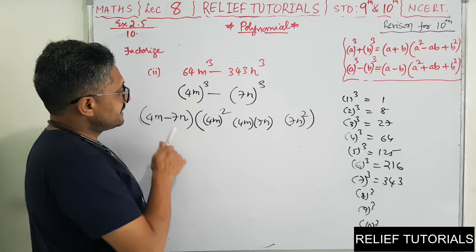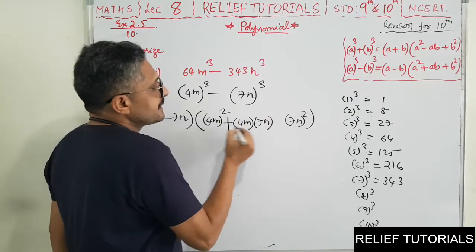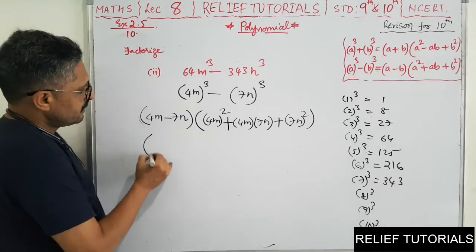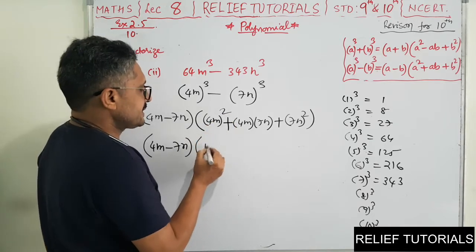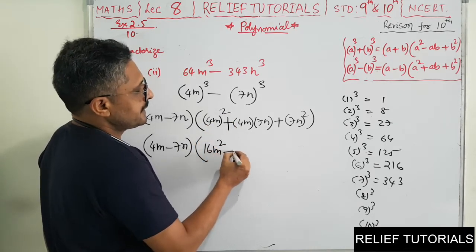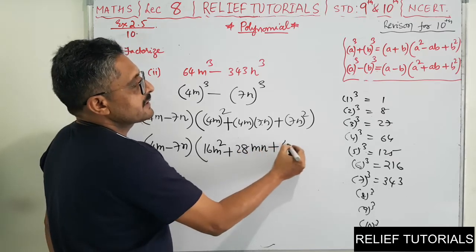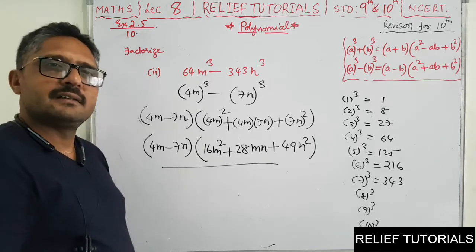There is only one minus sign. Here it is minus already, so the rest of the thing will be plus. So here there will be plus. Here also there will be plus. Clear? So I will write here 4m minus 7n: 4 square, that is 16m square, plus 7 4s are 28mn, plus 7 square, that is 49n square. This is our factors. Have you got it?